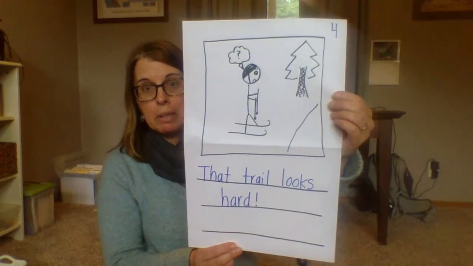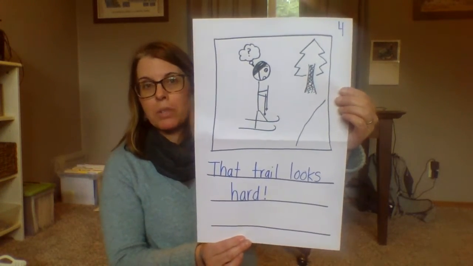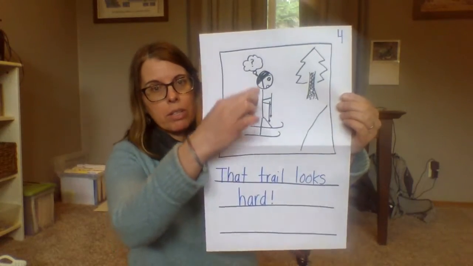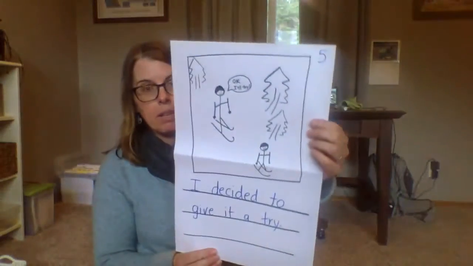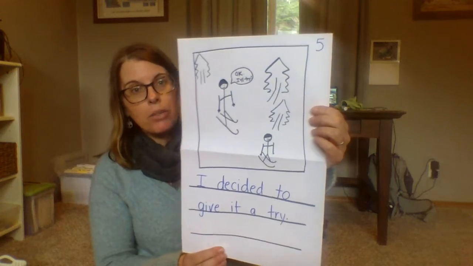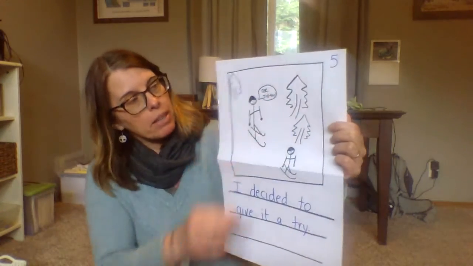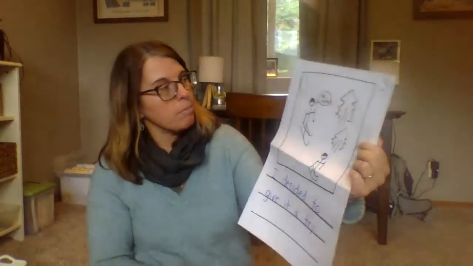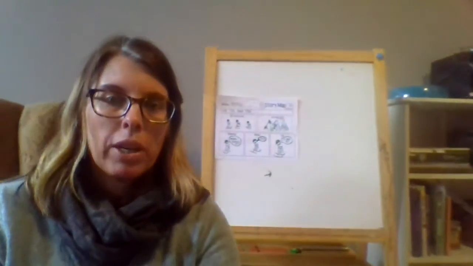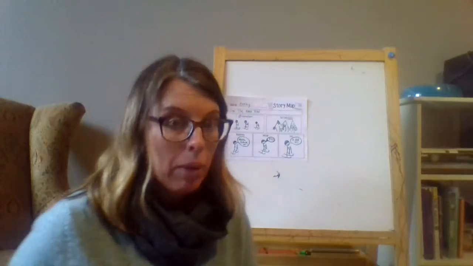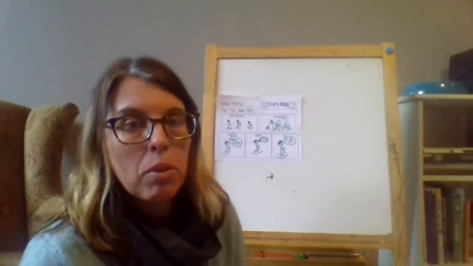That trail looks hard. So this is the problem part of the story. What should I do? That trail looks hard. I'm thinking about what to do. This also goes with the middle. I decided to give it a try. Here I am saying, okay, I'll try. Okay, so that's the beginning and middle of my story. And that's the first thing I want you to do. Get your pages all organized, reread, see where you're at. And then we'll work on the ending.